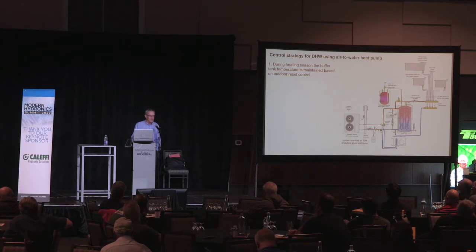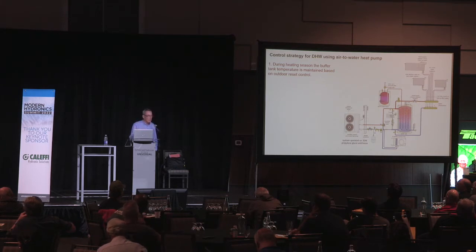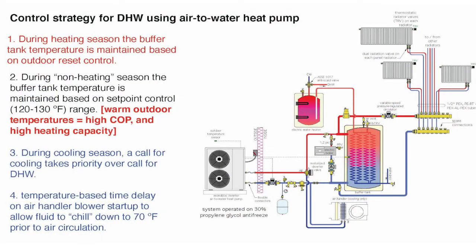You simply would use some kind of a temperature set point control that doesn't allow the blower to operate until the chill water temperature has come back down. And that might only take a couple minutes, okay? So, again, control strategy. We don't want to send a slug of hot water into a chilled water air handler and have the occupants experience that real blast of warm air, and then it eventually chills down. So that's part of the strategy. During non-heating season, the buffer tank temperature, we're going to go away from outdoor reset. We're going up to a higher set point temperature range, in the range of 120 to 130.